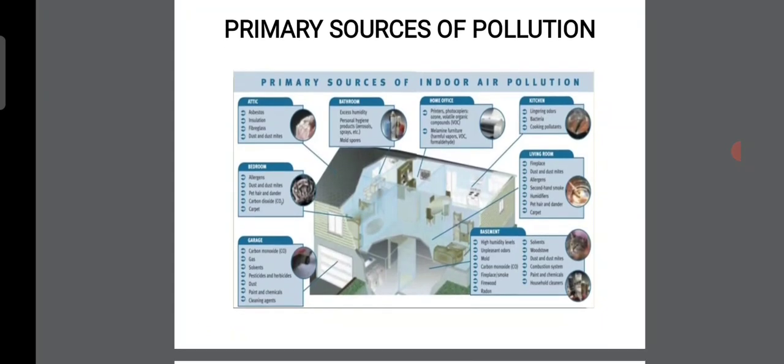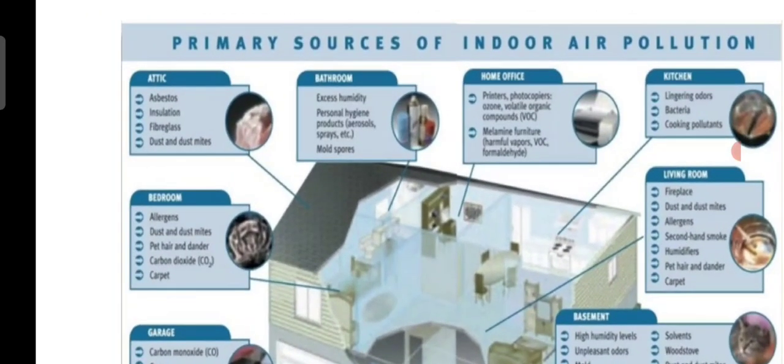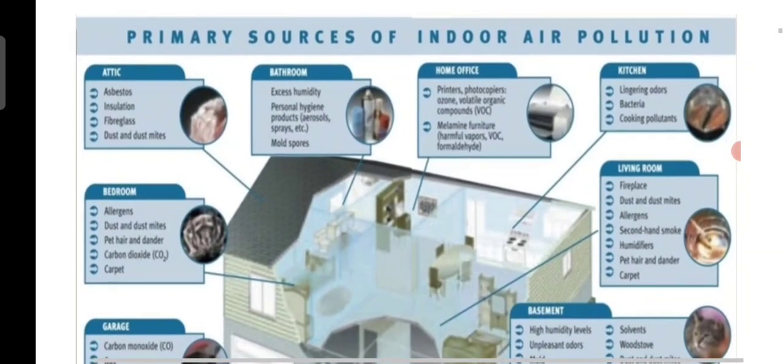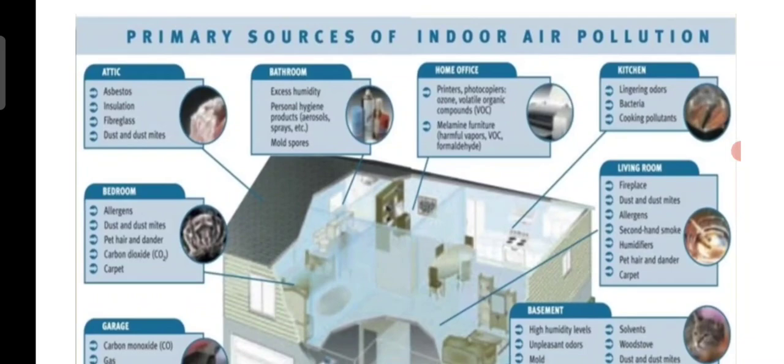The primary source of indoor air pollution includes asbestos, insulation, fiberglass, and dust particles. The second source is from the bathrooms, where excess humidity prevails, personal hygiene products like aerosol sprays, etc., and mold spores. And from the home office, where printers and photocopiers liberate volatile organic compounds from these equipments and cause indoor air pollution.